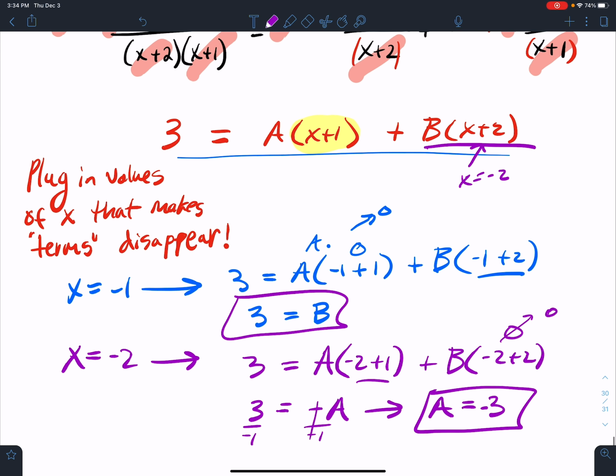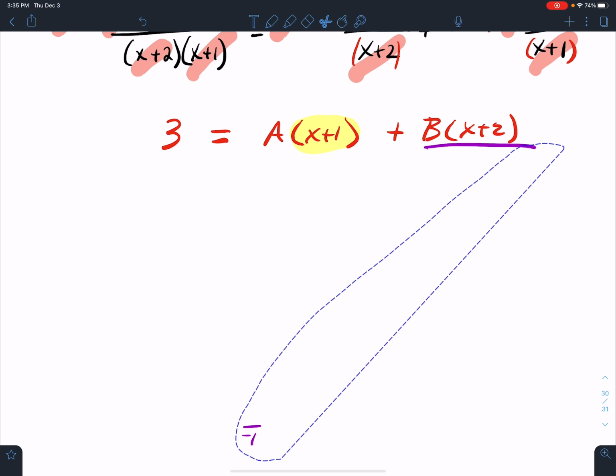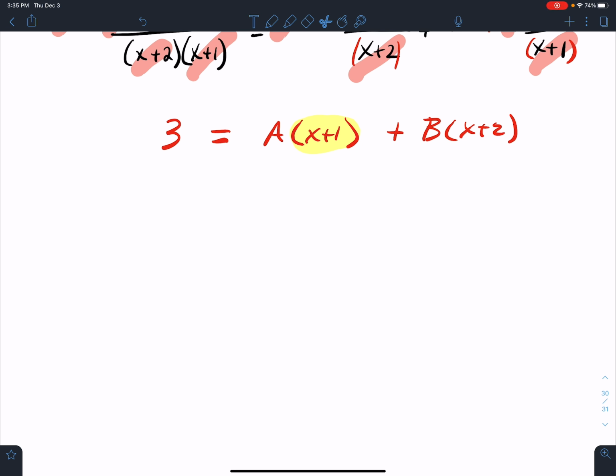The other way to do this, all right? So another way that you can do this to get your a and your b. Well, the other option would be to multiply everything out. So I have ax plus a plus bx plus 2b equals 3, okay?